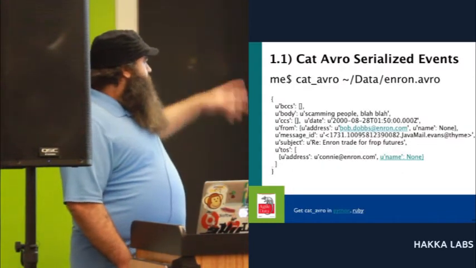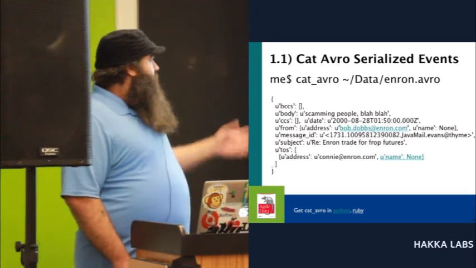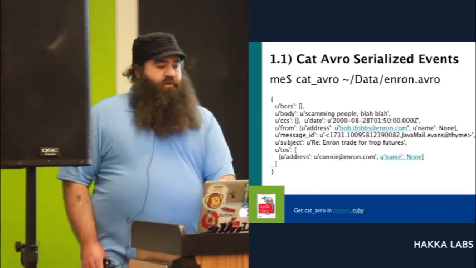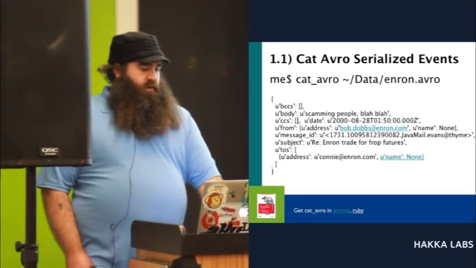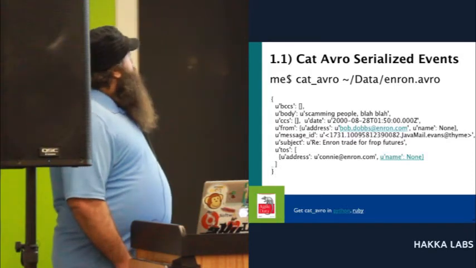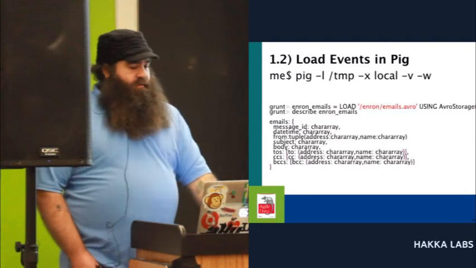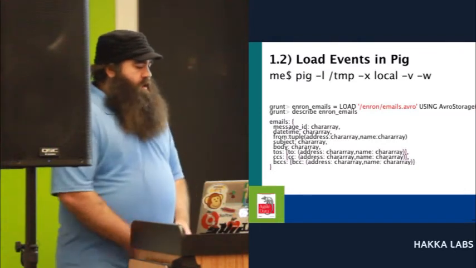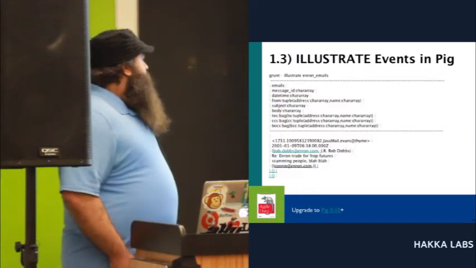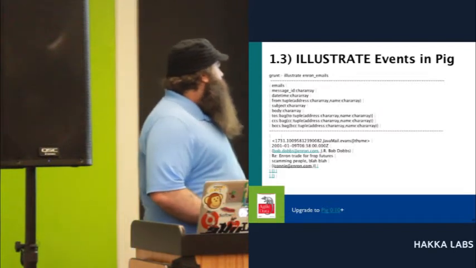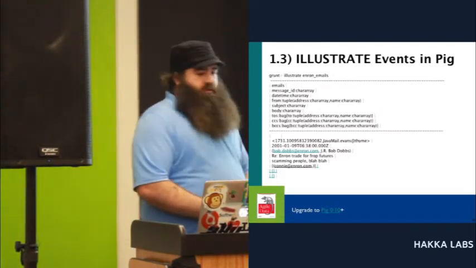All right, step one, cat the Avro serialized events. This is what an email looks like serialized as an Avro, which is the same way it looks in raw data or on your screen. So we load the events in Pig, describe the schema, it's still consistent. Now we illustrate events in Pig. So this generates some example data so you can see an example, which is helpful.